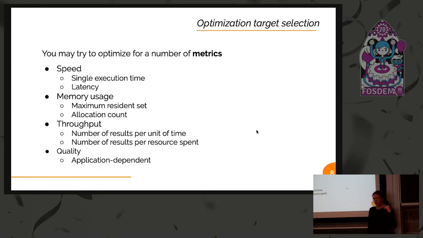Throughput: number of results per unit of time, number of results per resource spent, how many videos I get out for that amount of money. Throughput is a mix. It's harder to figure out when we are doing great, but still sort of easy to measure. Quality, completely application dependent. For video it's a bunch of magic. We can talk about VMAF, we can talk about PSNR, we can talk about lots of stuff.